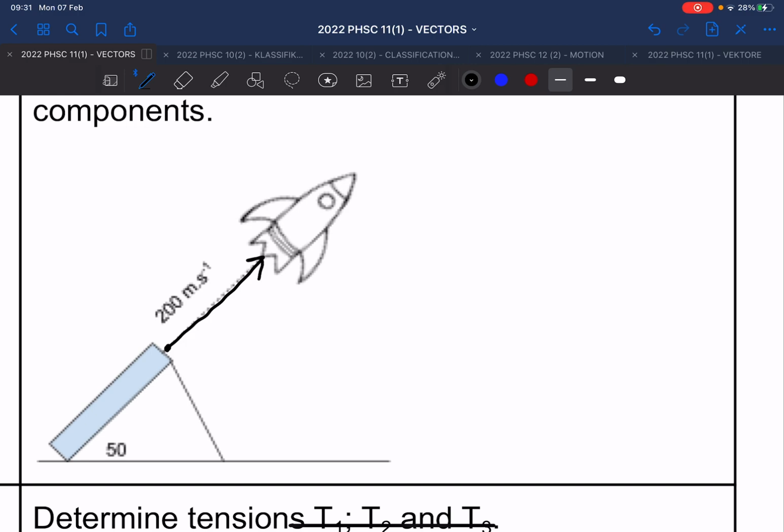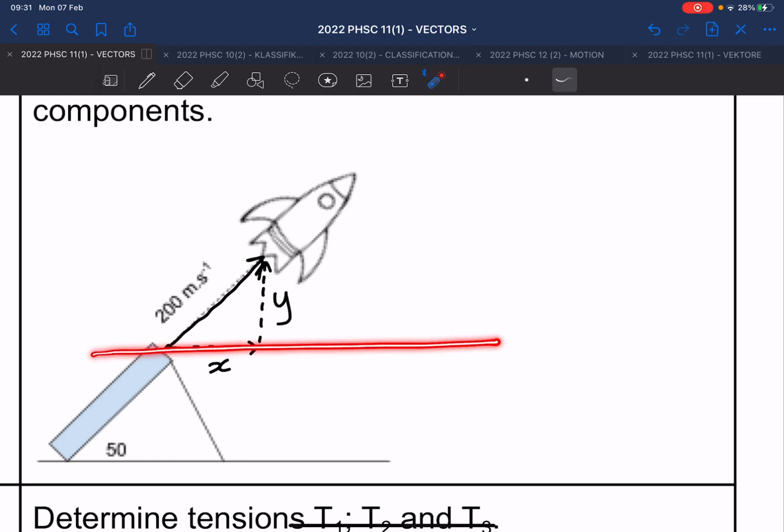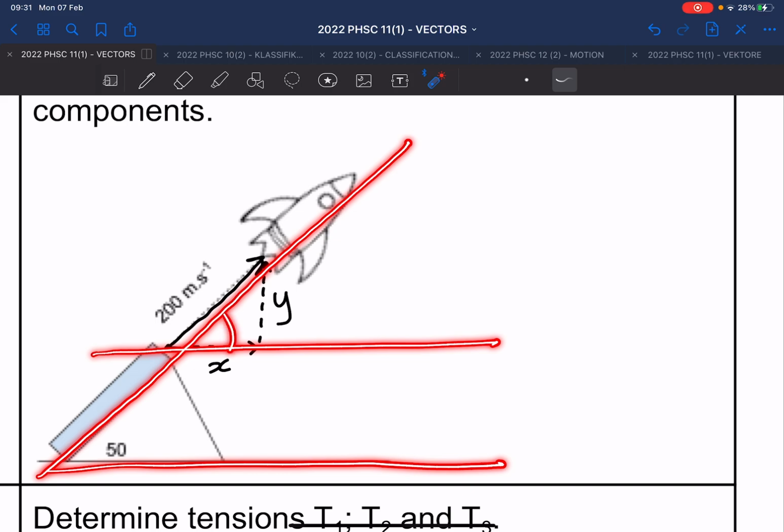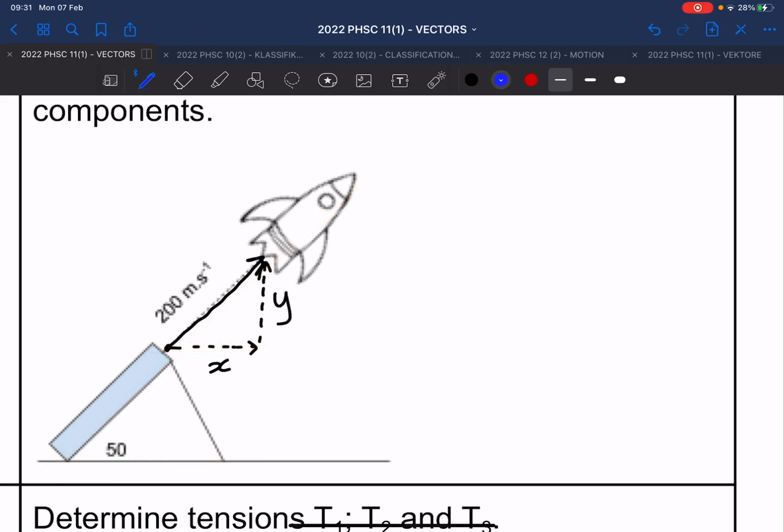And we can split our vector into its perpendicular components. So we have an x component there and a y component there. Okay, now since the x component is horizontal and the earth is horizontal and they have the same line going through there, then these two angles must be the same. From mathematics, yes. So this angle here is 50 degrees and that is 90 degrees.